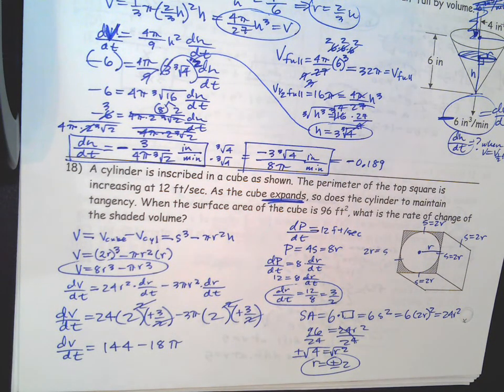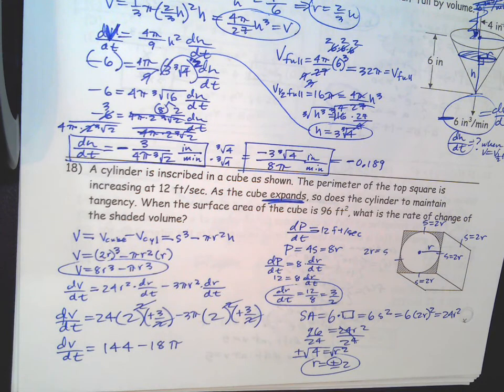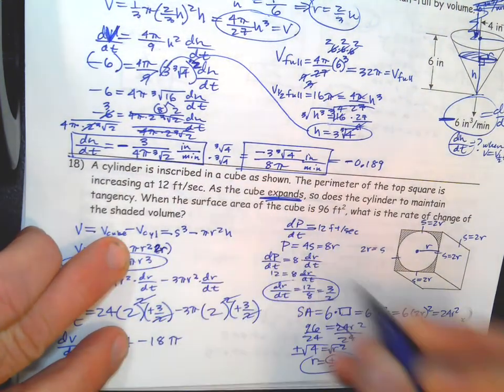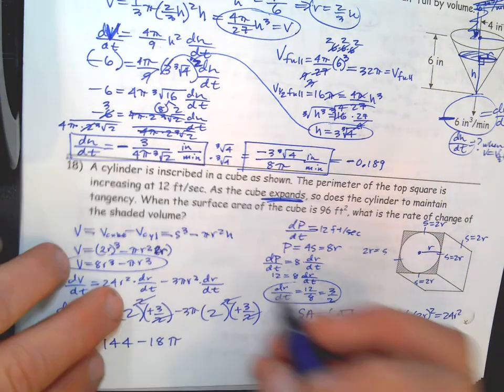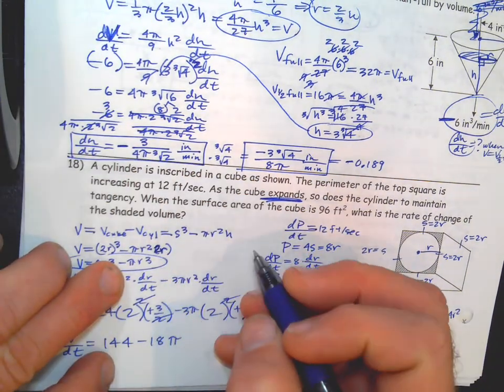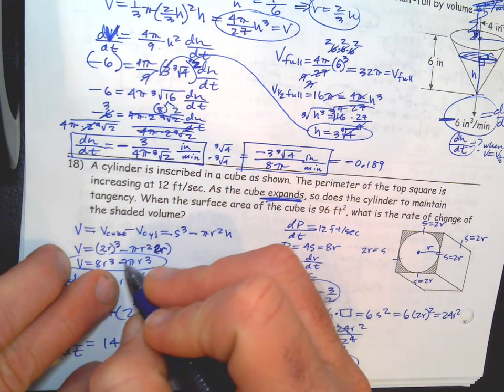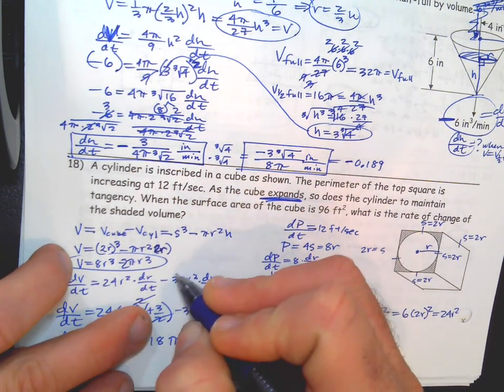Oh, the volume of the cylinder is pi r squared times the height. Oh, the height is 2r. The height of the cube is 2r because all the sides are 2r. So there should be a 2r there, which means that we have a 2 pi r there, which means we're going to get a 6 pi r squared here.